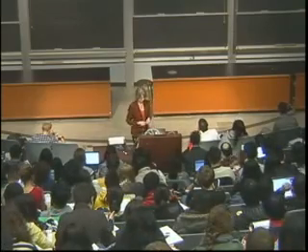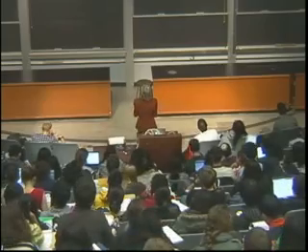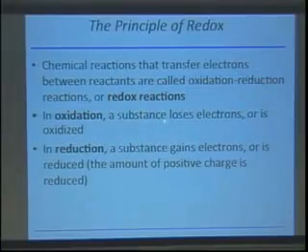Right? And so this sort of goes back to some general chemistry. You know that chemical reactions that transfer electrons between reactants are called oxidation reduction reactions, or redox reactions. During oxidation, a substance loses electrons and becomes oxidized. In reduction reactions, a substance gains electrons and becomes reduced. And overall, the amount of positive charge is reduced during that process.